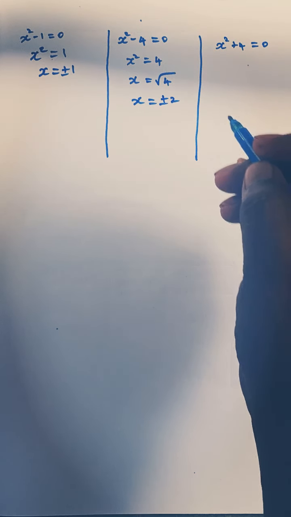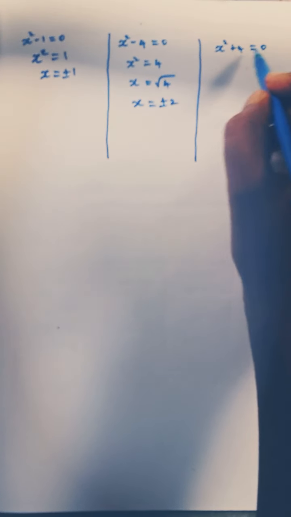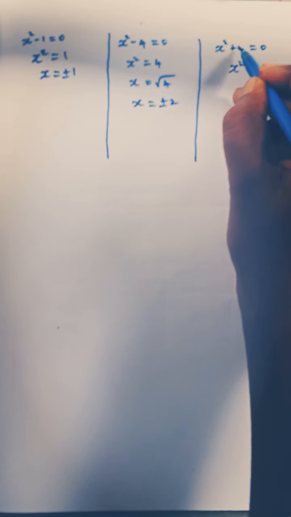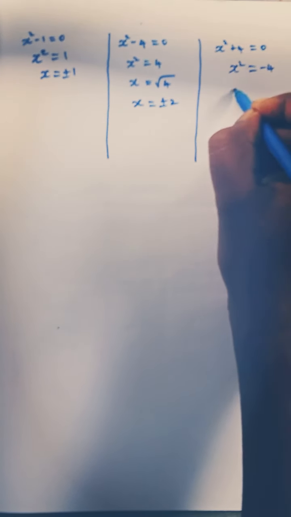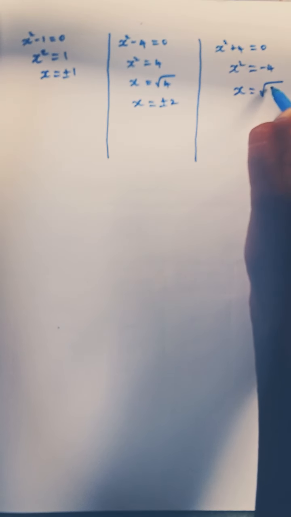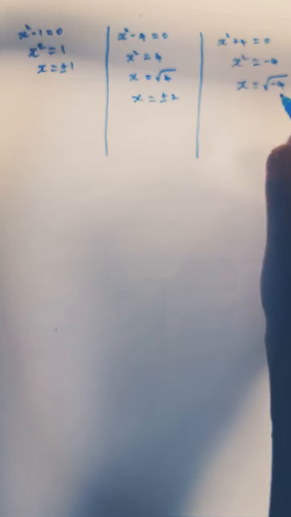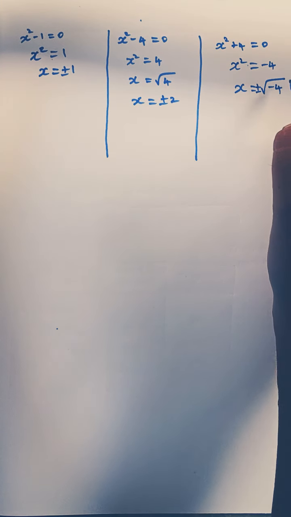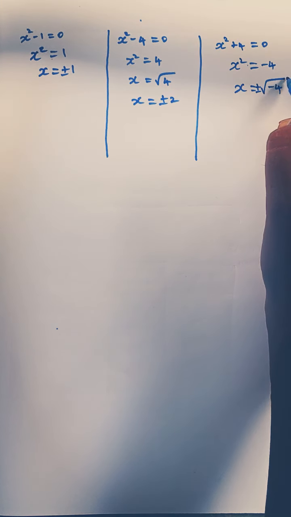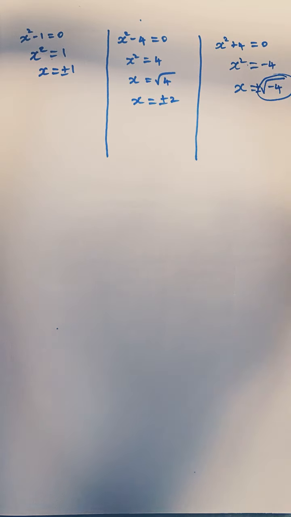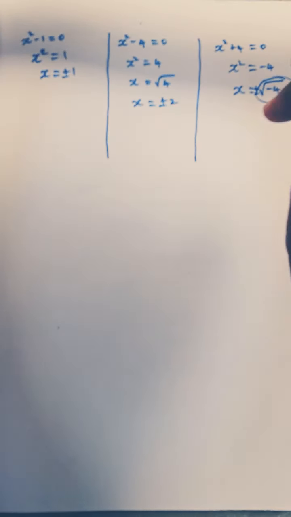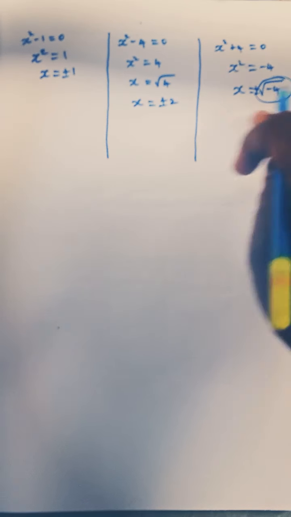Then what is the solution of x square plus 4 equal to 0? x square equal to minus 4, then x equal to plus or minus square root of minus 4. That is not a real number. x equal to plus or minus square root of minus 4 is not a real number. Simplify, we can write it.